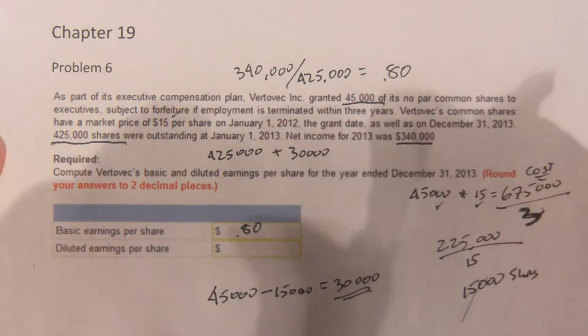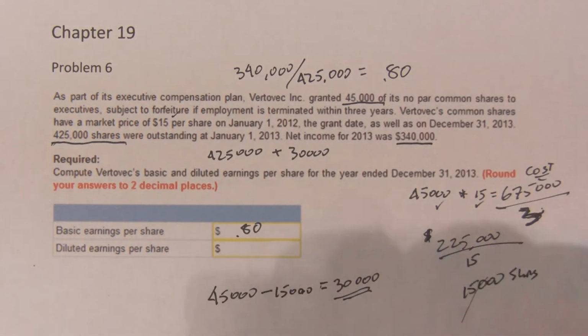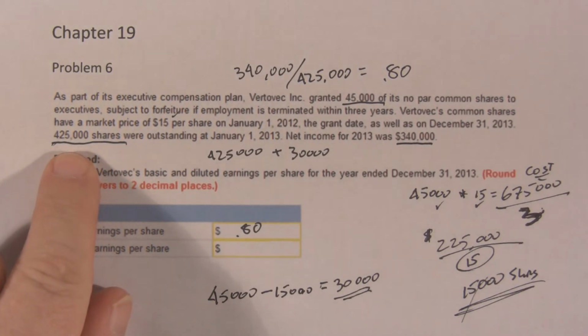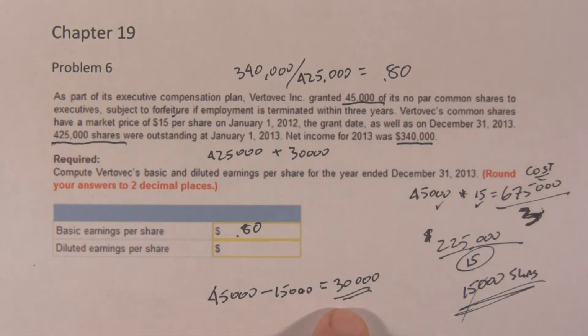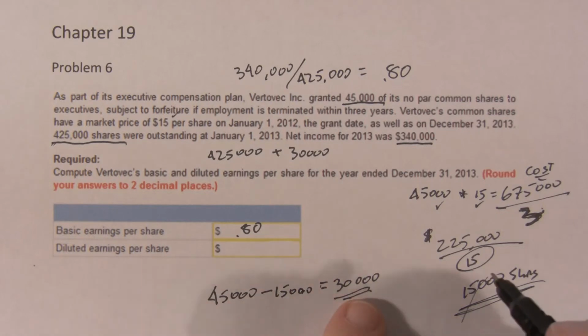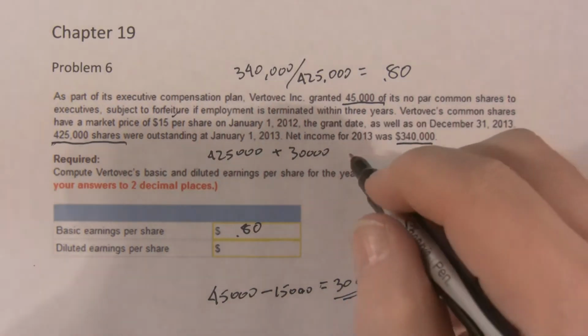We didn't have enough money. We had $225,000 in proceeds from the options. That's $15 each. That meant we could buy 15,000 shares. We did. We issued them to our executives. That's where they're in there. There's still 30,000 left outstanding. We have to consider those. They get added to our weighted average number of shares.